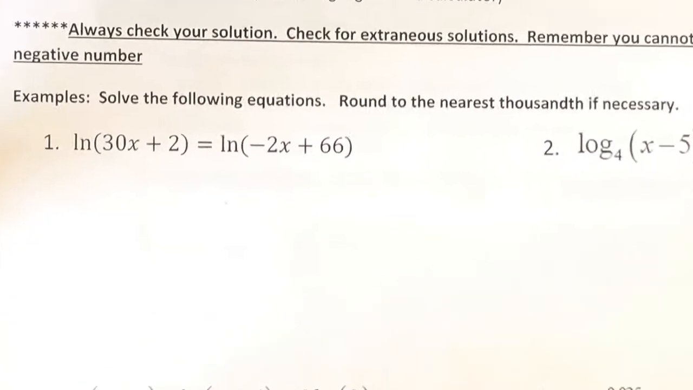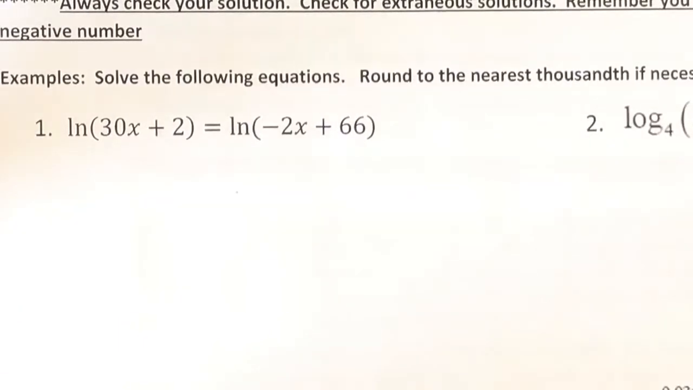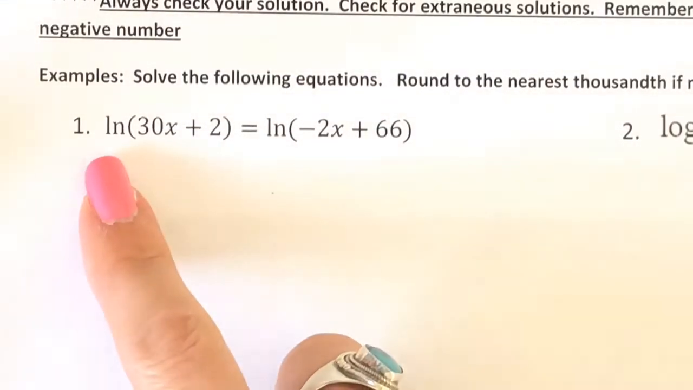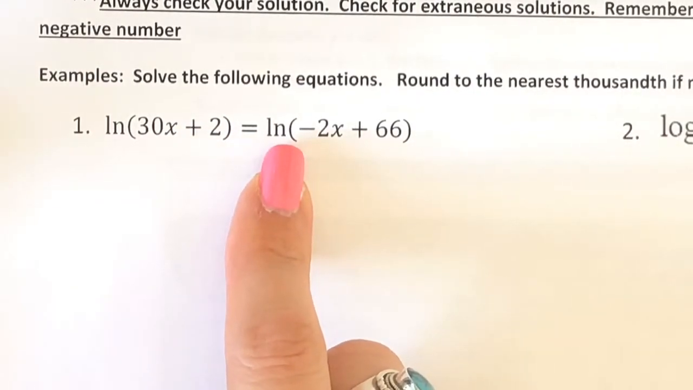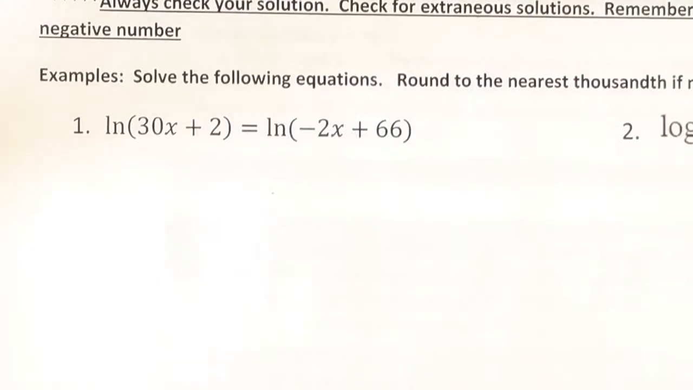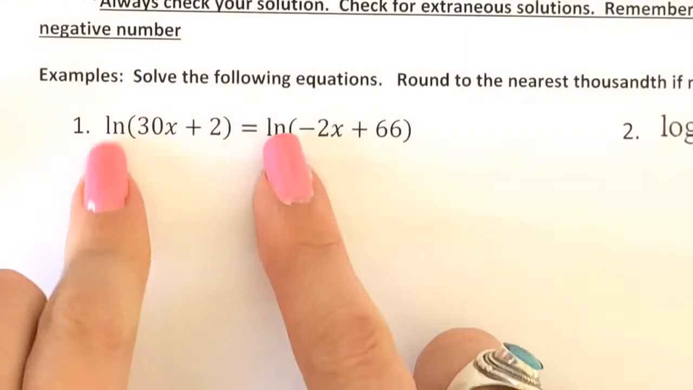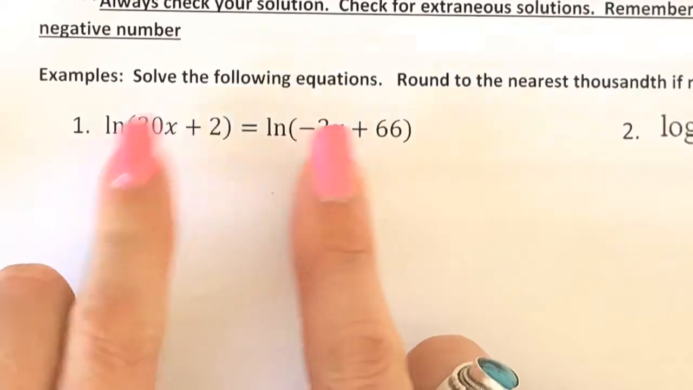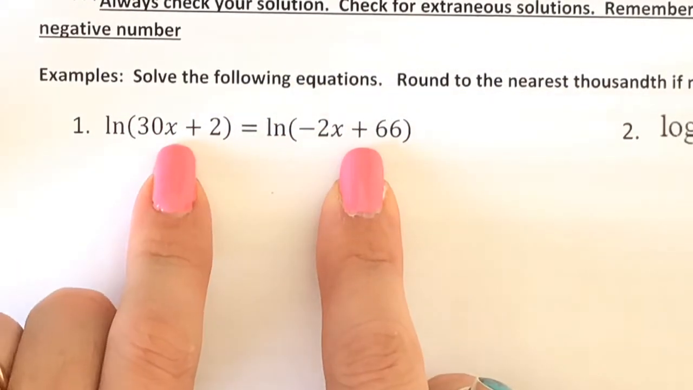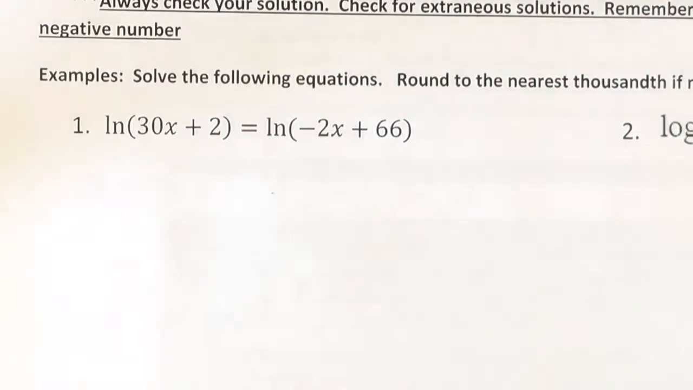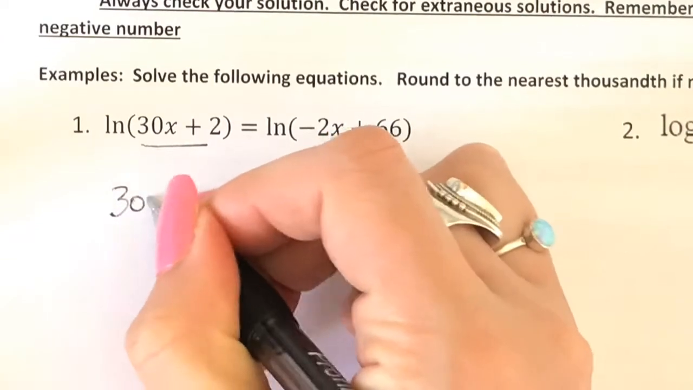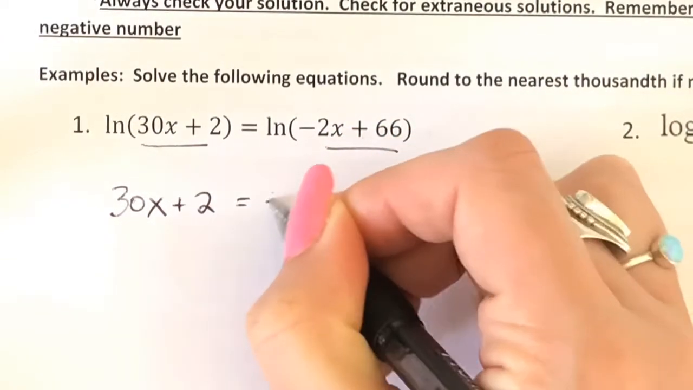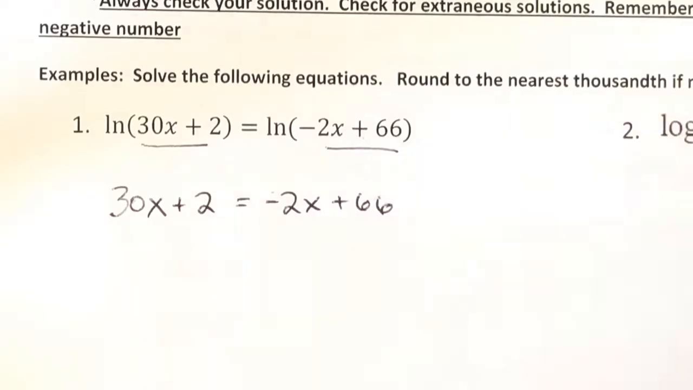Let me zoom in a little bit here. Okay, so on this first one, we have the natural log of 30x plus 2 is equal to the natural log of negative 2x plus 66. So here's where you would use that principle of log equality. If both of them are natural logs and they're equal to each other, then the two insides also have to equal each other. So what we're going to do is essentially just drop the natural logs and just look at the two insides. So I'm going to say 30x plus 2 has to equal negative 2x plus 66. And then from there, it's really easy to solve because we just have a simple equation.